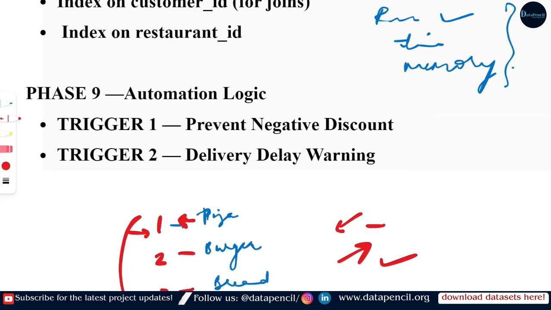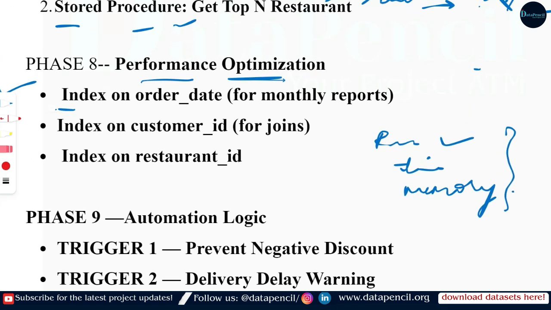So how do we give the index? Let's see this. In the 8th phase we have to provide an index on order date, customer ID, and then restaurant ID. On these columns we have to provide the index. Now the very important thing is that these are primary keys. The customer ID is a primary key, and the restaurant ID is also a primary key. So if you provide an index to these two, it is absolutely unnecessary, because primary keys automatically have their indexes. There is no need to provide the index.